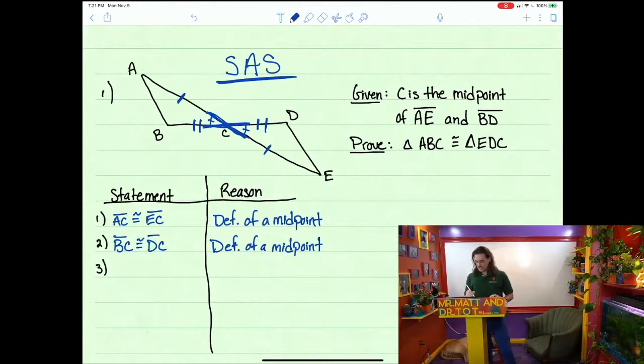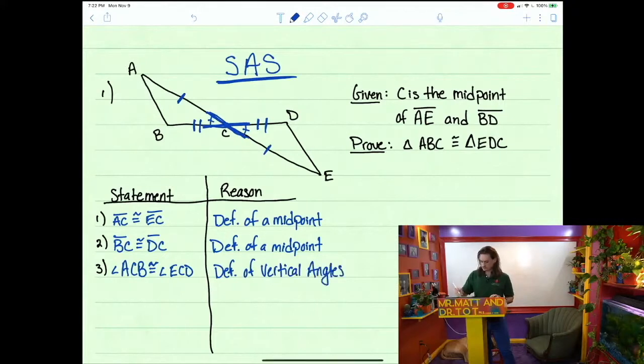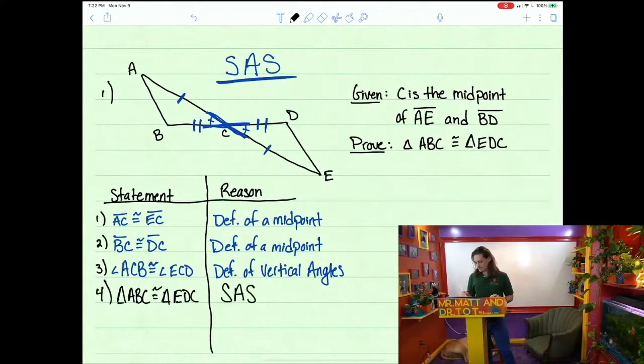And then we also know that angle ACB has to be congruent to angle ECD because of the definition of vertical angles. Therefore, we know that triangle ABC has to be congruent to triangle EDC because of the side angle side congruency postulate.